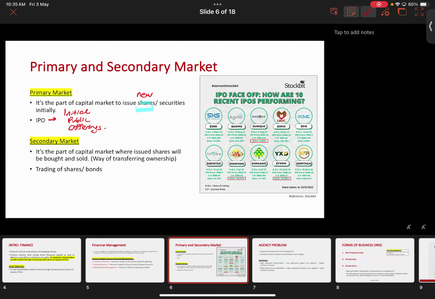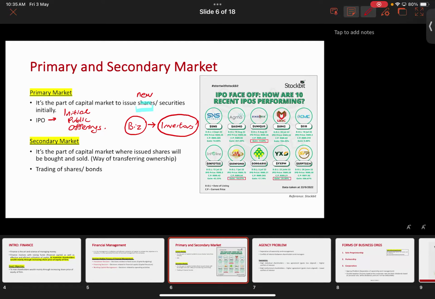That means we are referring to the trade of the new shares. When you look into the primary market, we look into the relationship between the business and the investor. The business wants to raise money through new shares, so the business sells to investors. Investors are the people who are interested in buying the shares of the business. So we look into the relationship between business and investor.